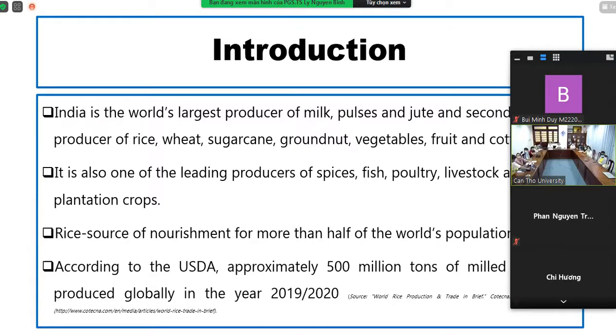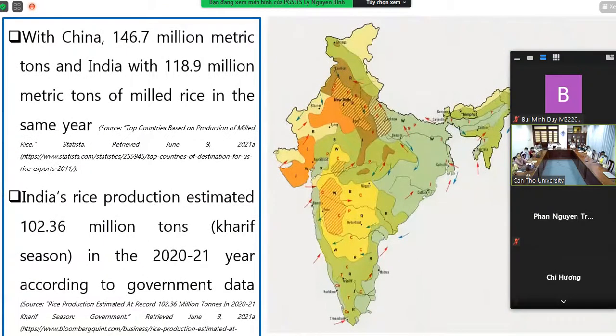According to the USDA, approximately 500 million tons of milled rice were produced globally in the year 2019 to 2020, with China the top producer of rice at 146.7 million metric tons, and India the second largest producer at 118.9 million metric tons of milled rice in the same year. India's rice production was estimated at 102.36 million tons in the Kharif season in the year 2020-2021, according to government data.